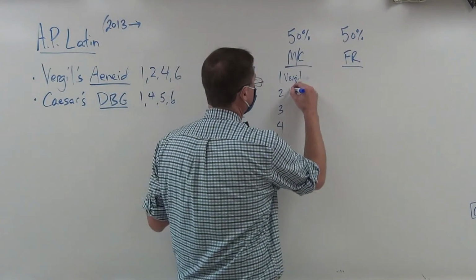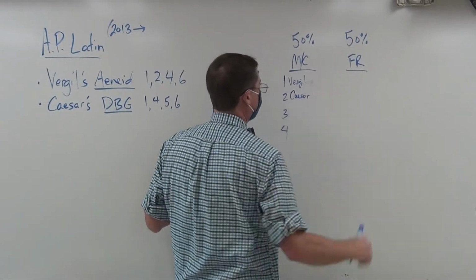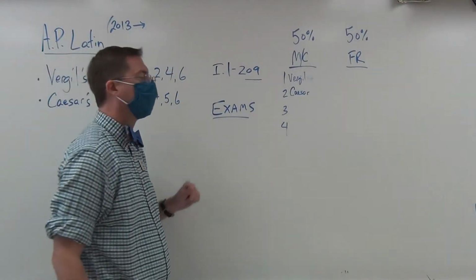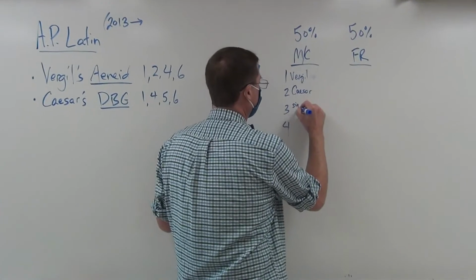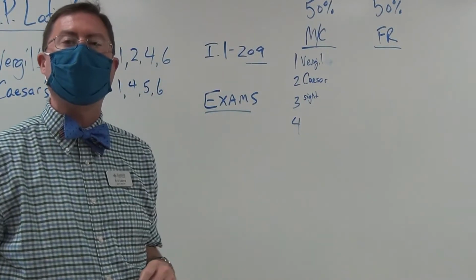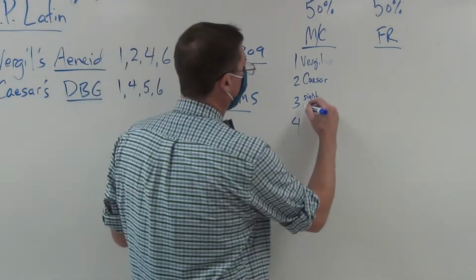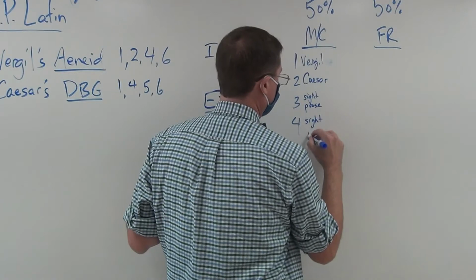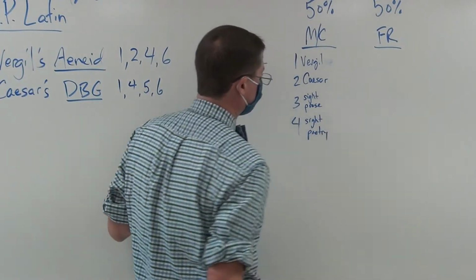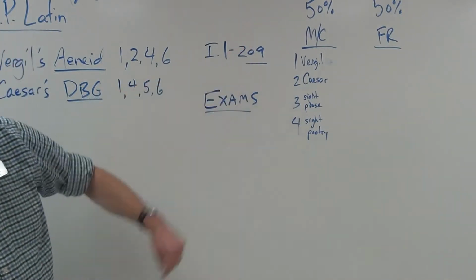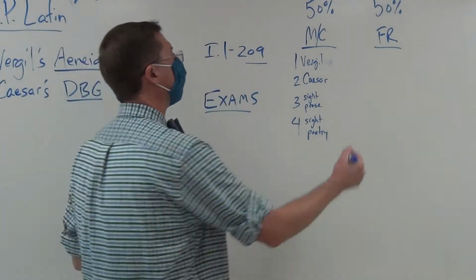The second one is going to be a passage of Caesar in the same exact way. Then passages 3 and 4 are going to be sight passages. That is a passage that you had never seen before in Latin in your life. One of prose, and then a sight passage of poetry. And from those 50 questions, you earn 50% of your score.